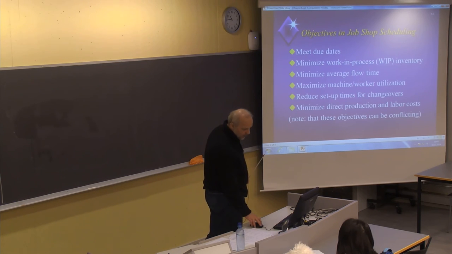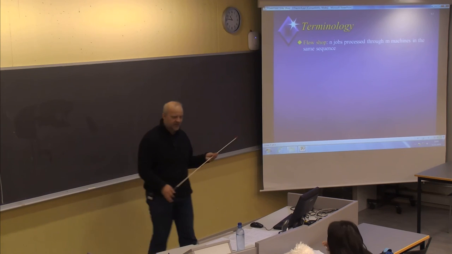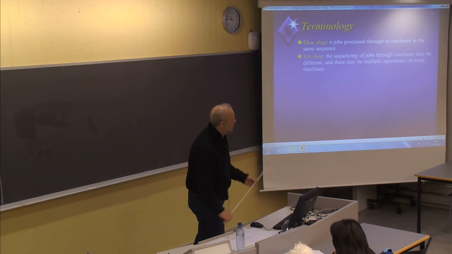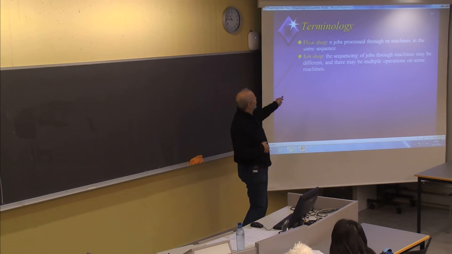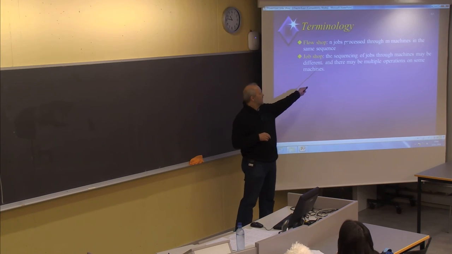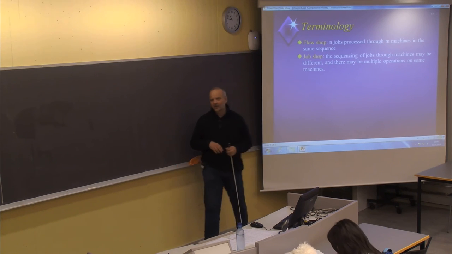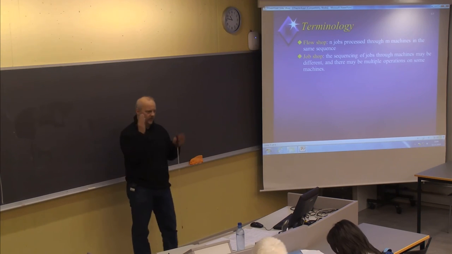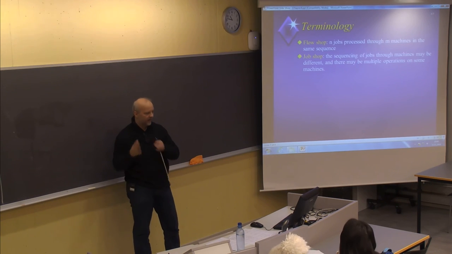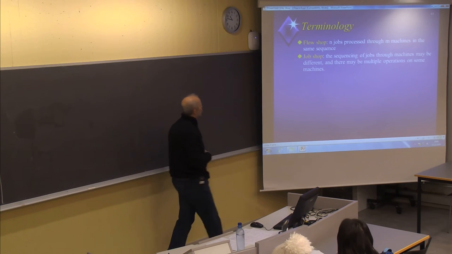So we will now focus on the job shop scheduling problem, and here we can see the difference between the job shop and the flow shop, because in the flow shop you have n jobs, a given number of jobs, processed through m machines in the same sequence. Means that you start with one sequence of jobs through one machine and then follow the same sequence in the next machine.